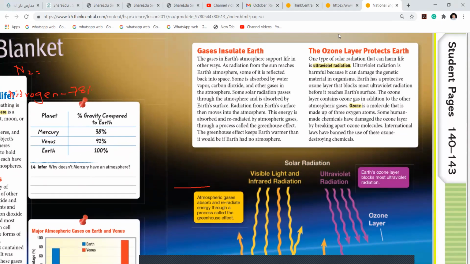Coming to the ozone layer: first gases insulate Earth and then the ozone layer. The gases in Earth's atmosphere support life in other ways.